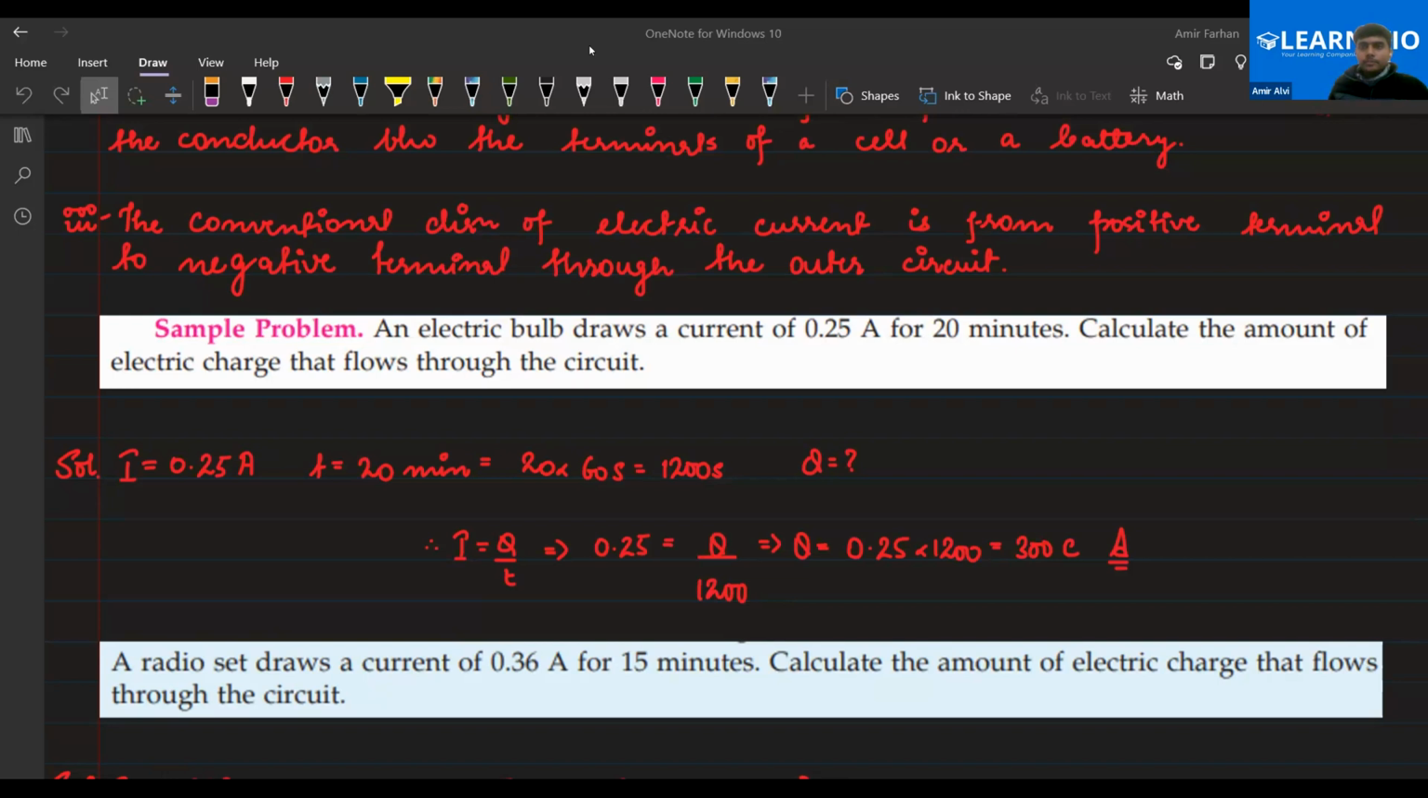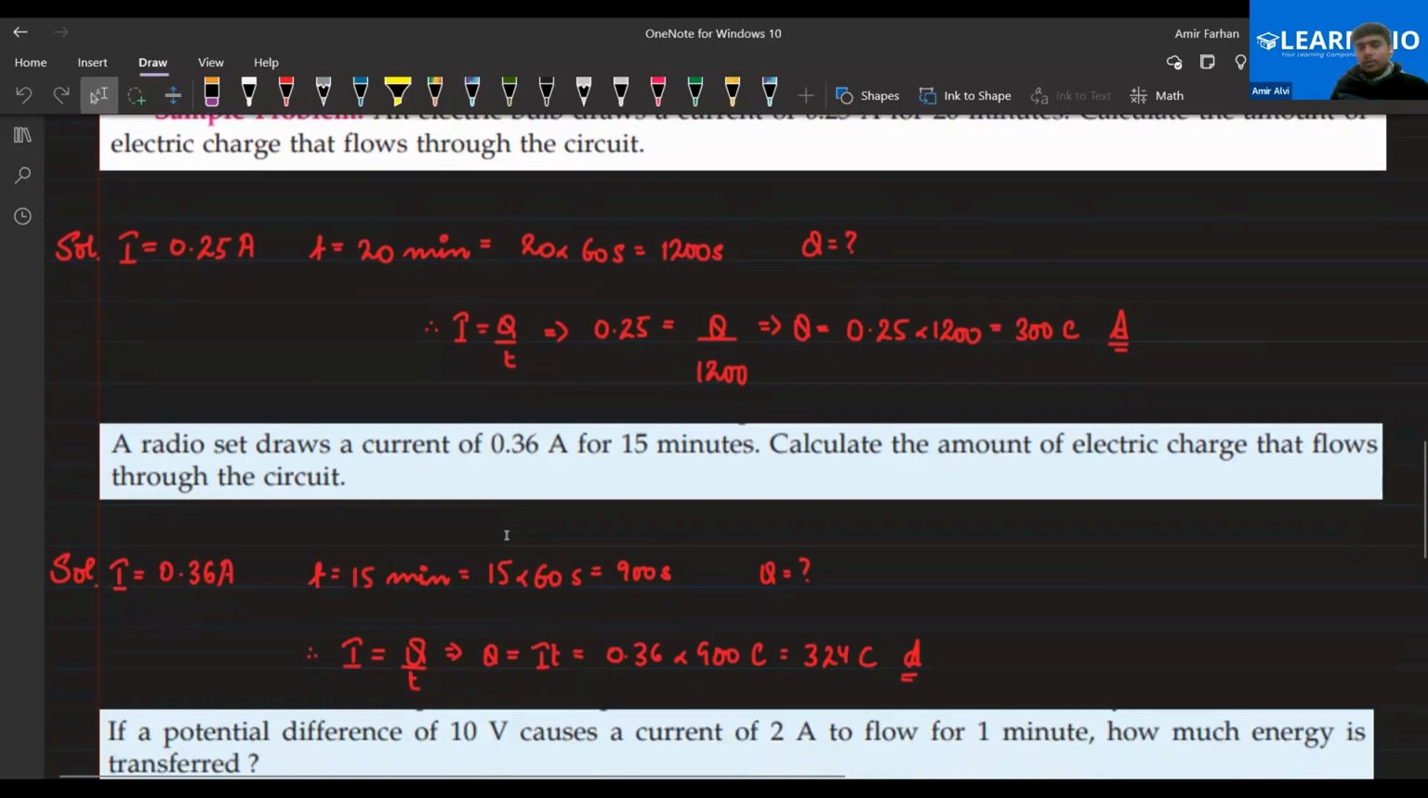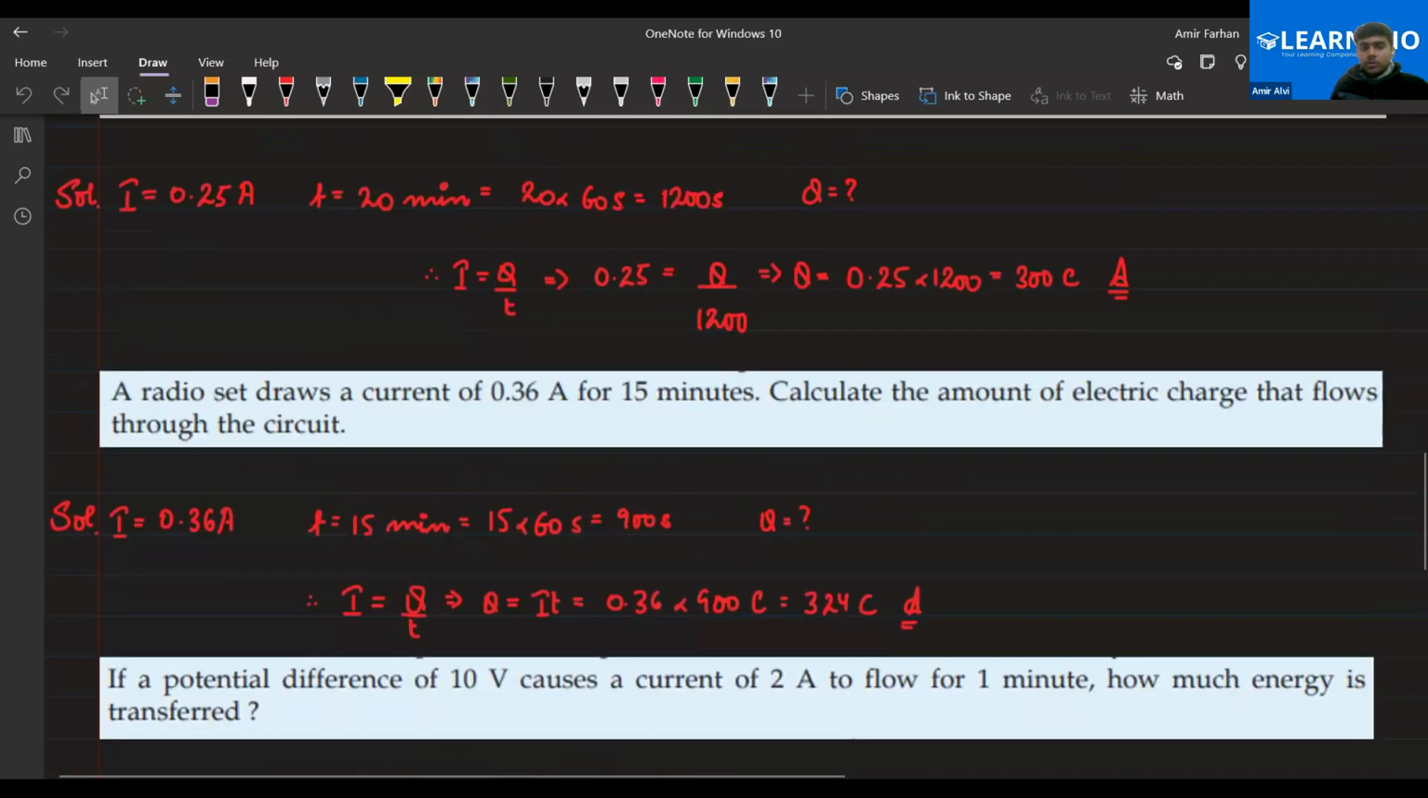Abdul and Galvin. Aisha, answer. Yeah, that is 324 कूलम. Good. लास्ट क्वेश्चन आई थिंक. हाँ, लास्ट क्वेश्चन. जल्दी से बताओ इसका आंसर.